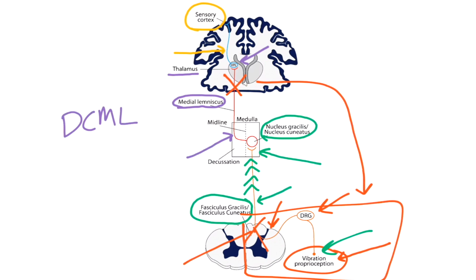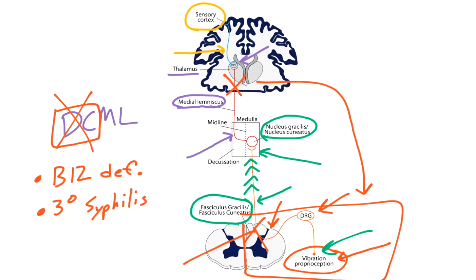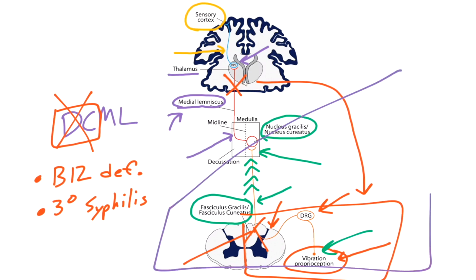So some pearls to keep in the back of your mind: two major causes of dorsal column damage, the DC part of the DCML, are B12 deficiency and tertiary syphilis. So dorsal column damage is anything prior to the decussation, before the medial lemniscus pathway. So anything in this side. So this would be considered the dorsal column aspect. So you would get ipsilateral signs with damage to the dorsal column.